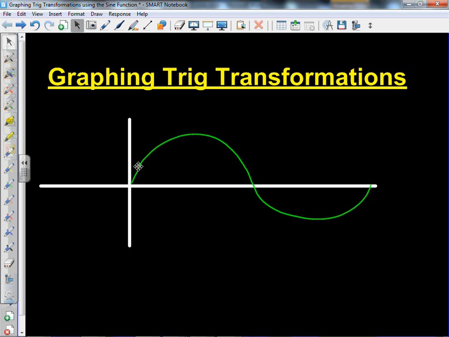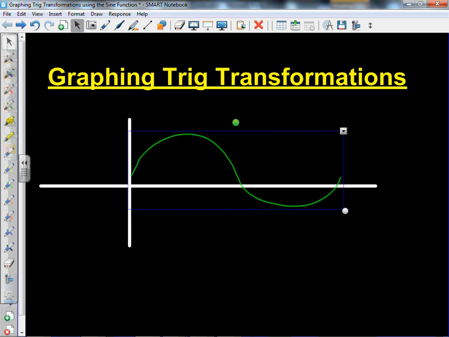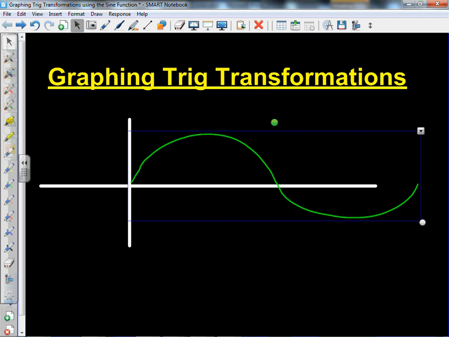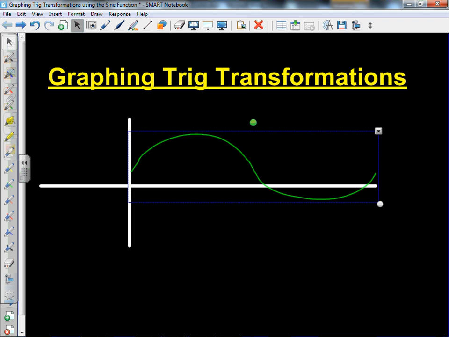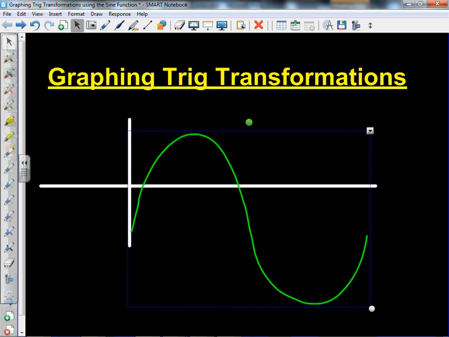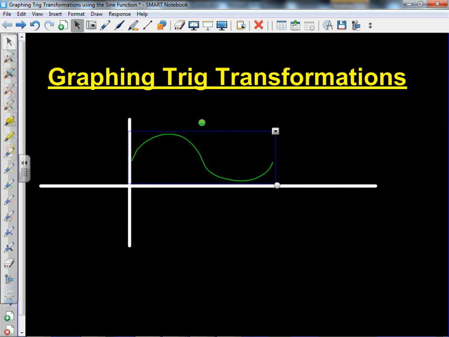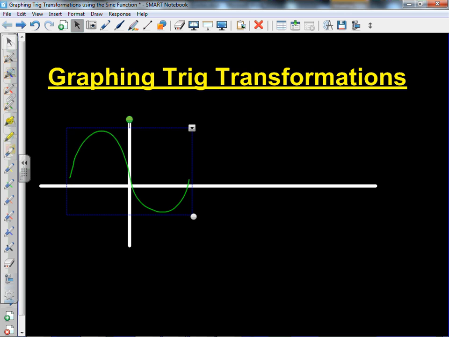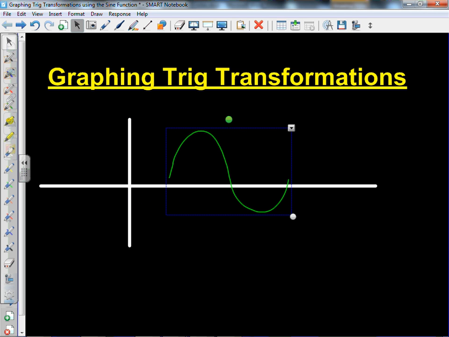change the period, which will make it become shorter or longer. How are we going to change the amplitude, which is going to make it taller or shorter, and how we're going to slide it left and right. We're going to look at all of those today. Now, let's get started with it.